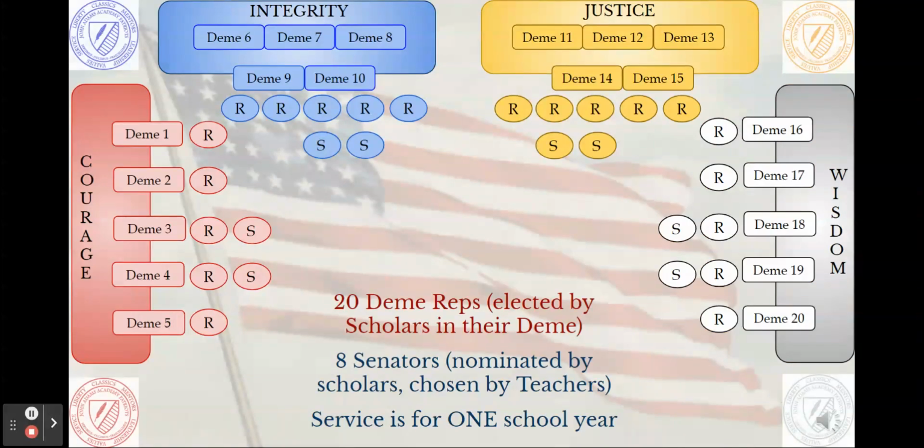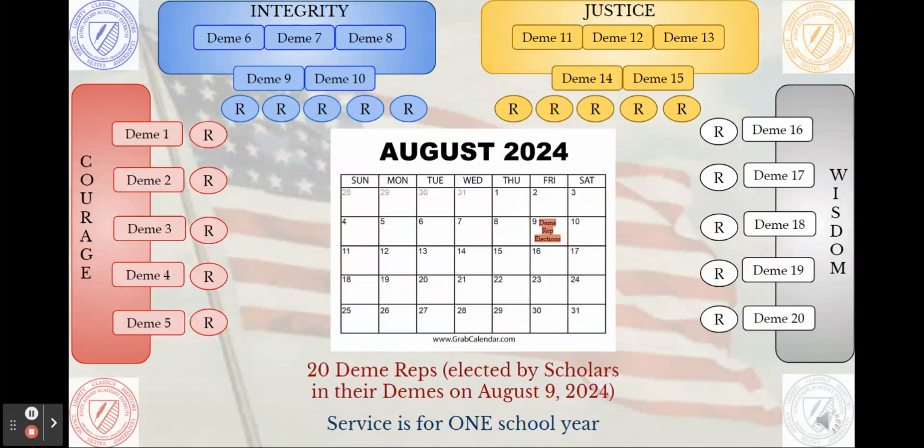Again, there are 20 dean reps elected by scholars in their deans. There are 8 senators nominated by scholars and chosen by teachers. Service is for 1 school year. First, we have our dean rep elections, which will take place on Friday, August 9th.